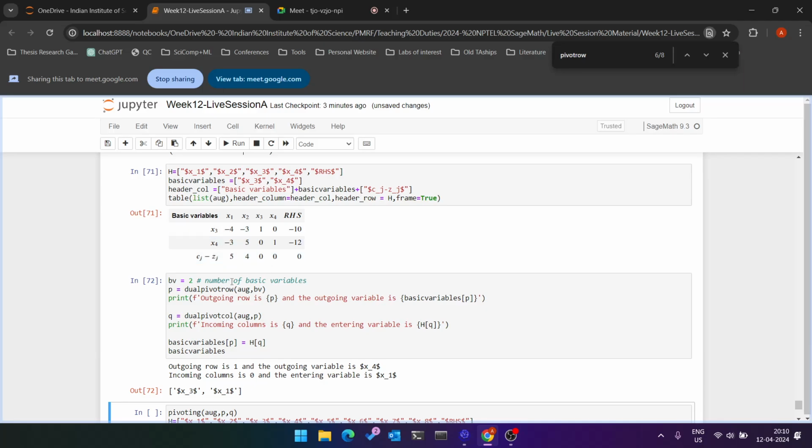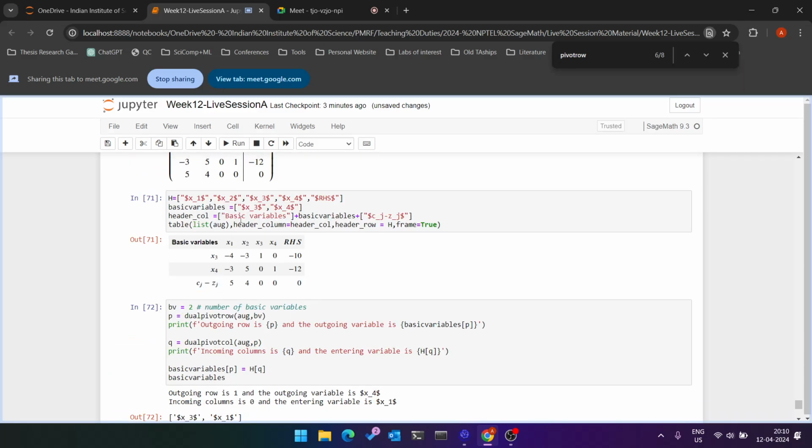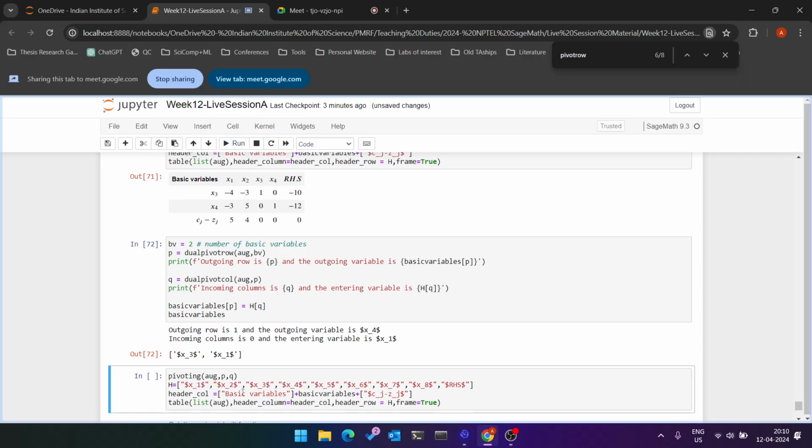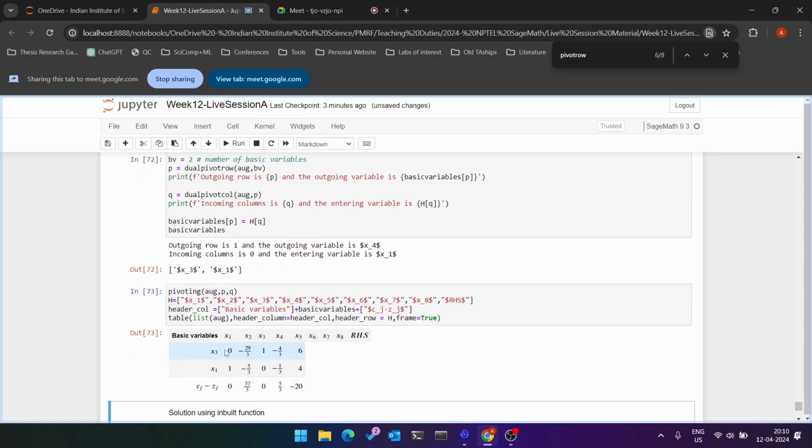Again, you could look at the coefficients of Cj minus Zj, and then the coefficients of the right hand side, the ratio of right hand side to the entries in the column. So x4 and x1 become my outgoing and incoming variables respectively, which converts my basic variables from x3, x4 to x3, x1. If I pivot the augmented matrix around these variables, I get a form like this.